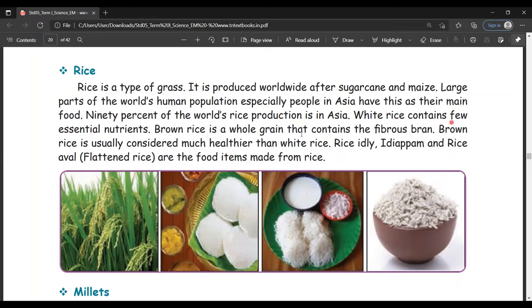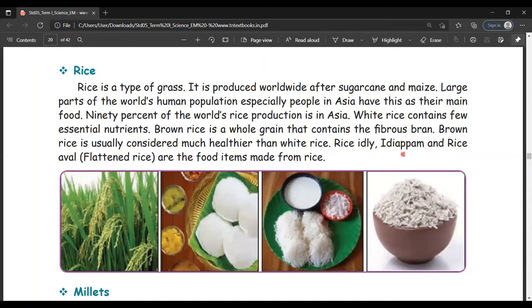White rice contains few essential nutrients. Brown rice is a whole grain that contains the fibrous bran. Brown rice is usually considered much healthier than white rice. White rice has few essential nutrients, but brown rice is said to be very healthy, because it contains fibrous bran. It is also very healthy when compared to white rice.